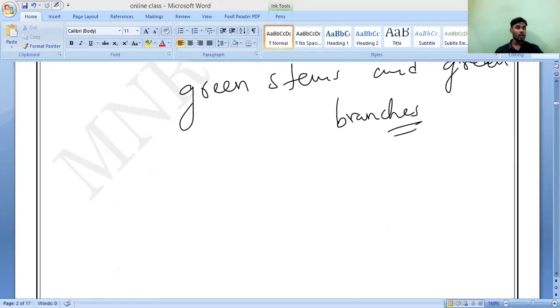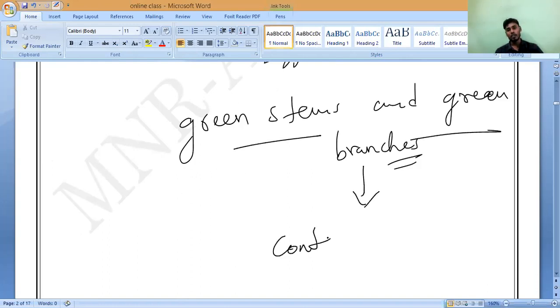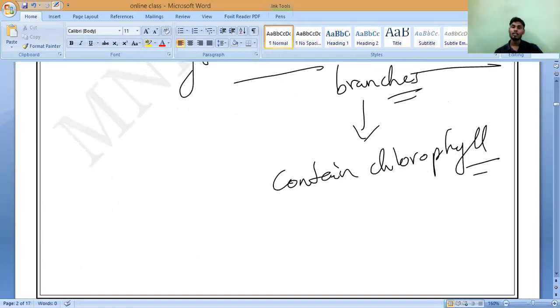So if you observe the green stems and green branches, they can do photosynthesis because they are present in green color. So in the sense that they also contain what? These green stems and green branches contain what, Hari? They also contain chlorophyll. So with that chlorophyll, they carry out a chemical reaction called the photosynthesis reaction.